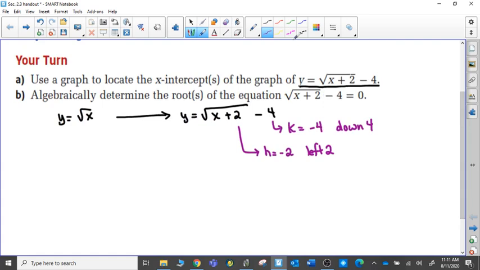So when I bring up the graphing calculator, what I'm hoping that I understand is that what used to be this radical x equation is now going to move left 2, down 4 spaces, and then we're going to see it do the same type of thing. And our goal is to find the x-intercepts. That's what our question is asking us to do. So let's take a look at bringing up a graphing calculator.